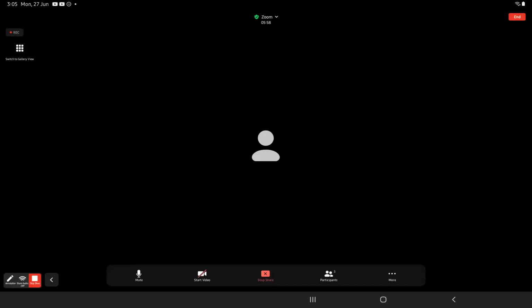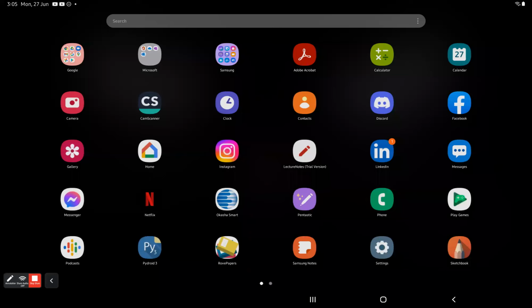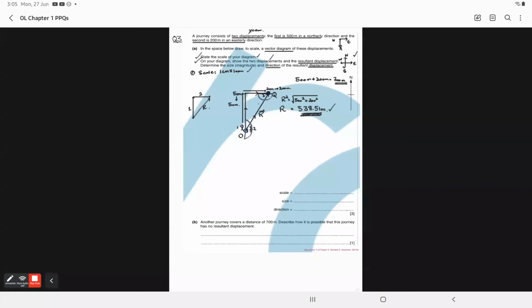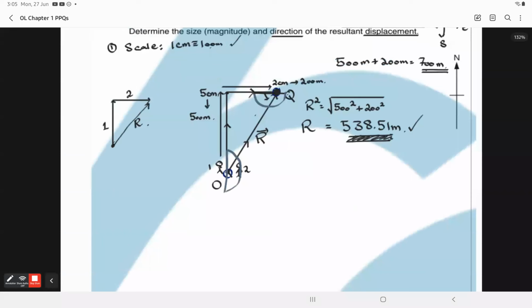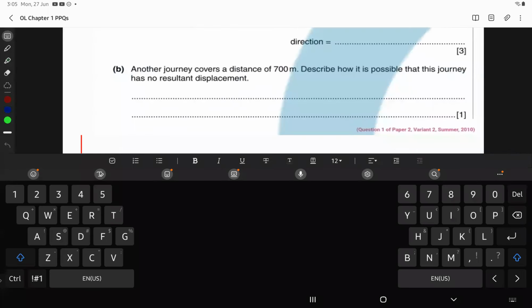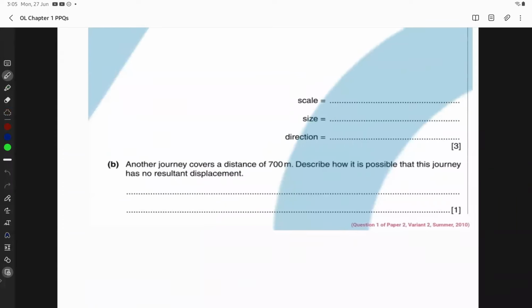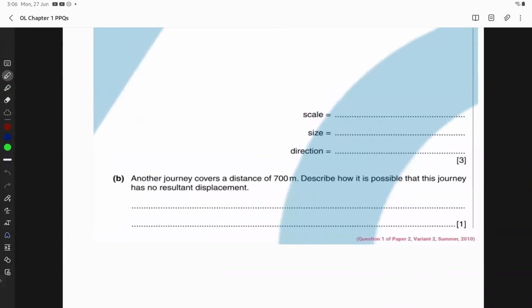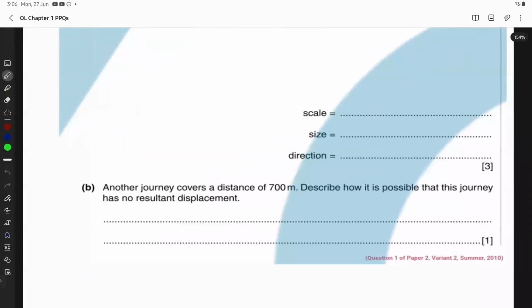All right, so I'll share my screen. Let me know when you can see the screen. All right, so is the screen visible? Yes. No.